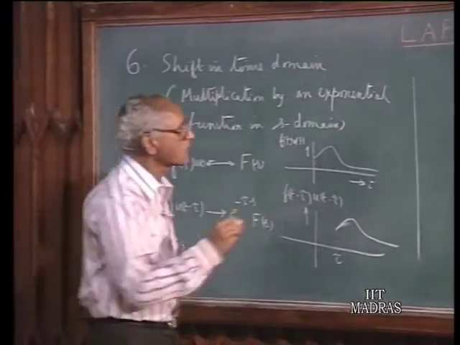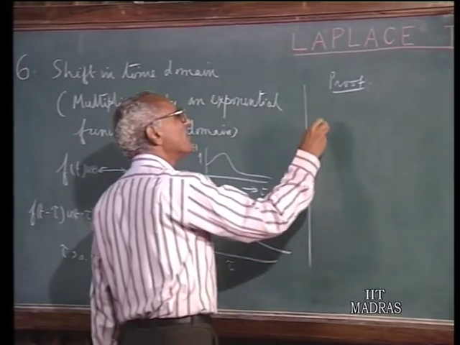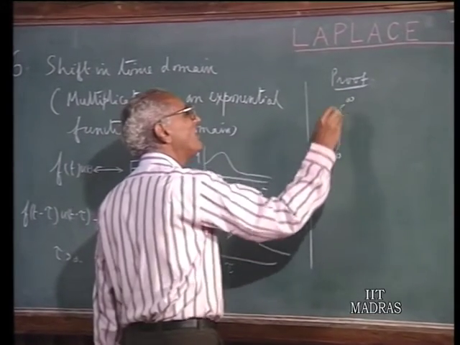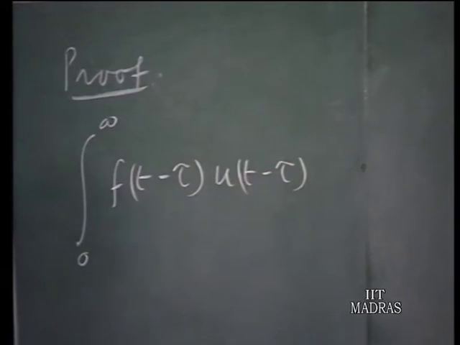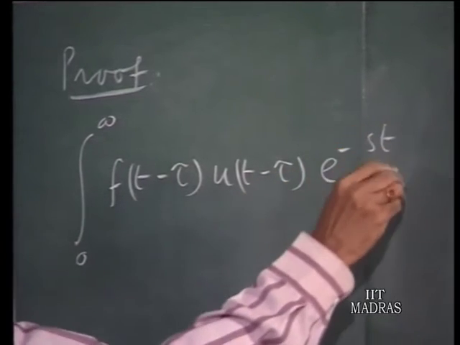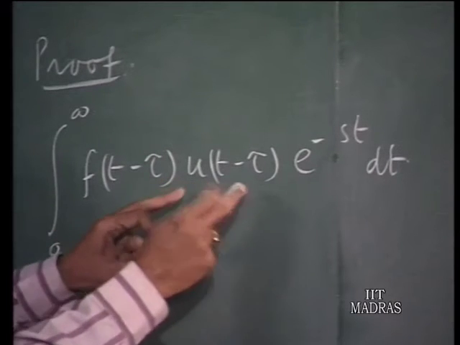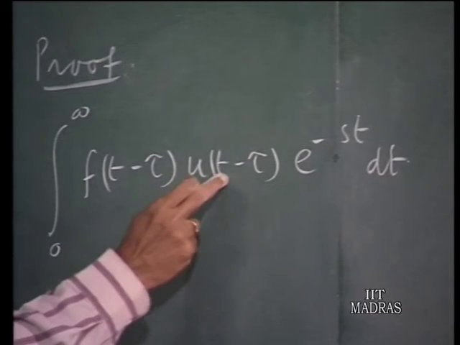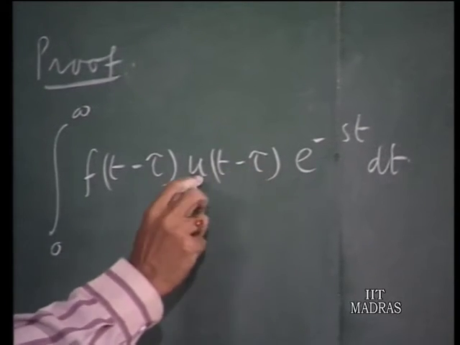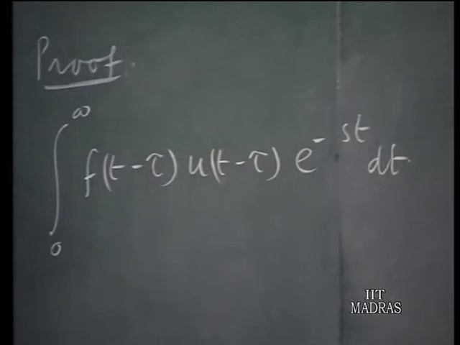Now, the proof of this is quite straightforward. So, we are interested in finding the Laplace transform of f of t minus tau u of t minus tau, and this must be multiplied by e to the power of minus s t dt. That is what we are interested in finding. Now, since the variable of integration is t, as long as t is less than tau, u of t minus tau is 0. So, as long as t is less than tau, the argument is negative and this makes it 0.